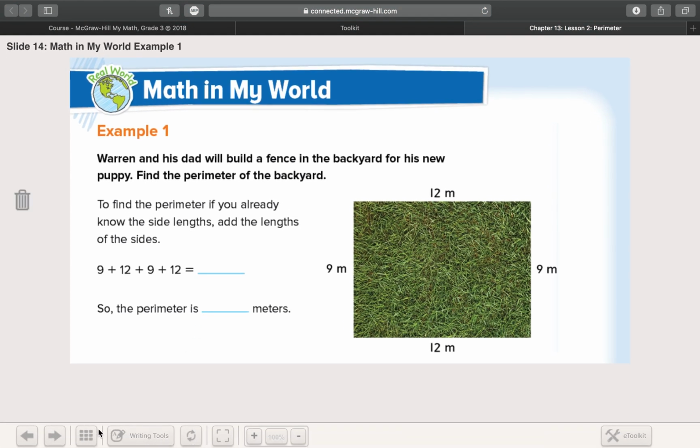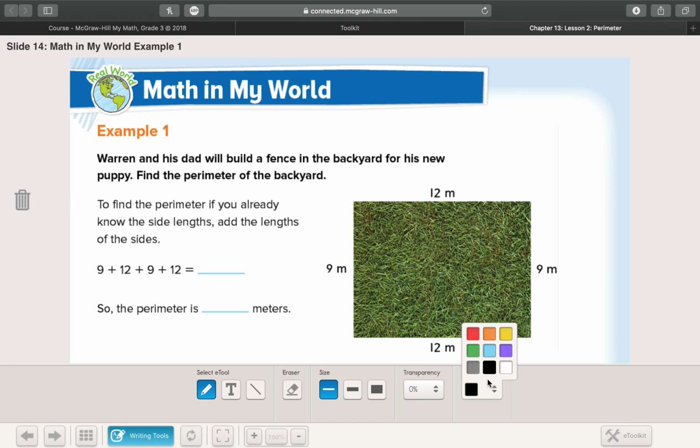Okay, so it's just really up to you how you want to figure out the way that you're going to add those together. I'm going to try doing 12 plus 12 because it's easy to add doubles.